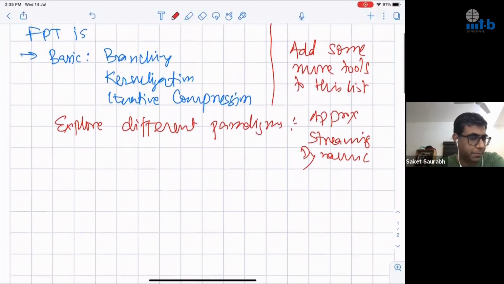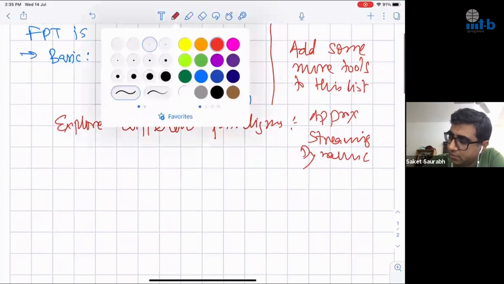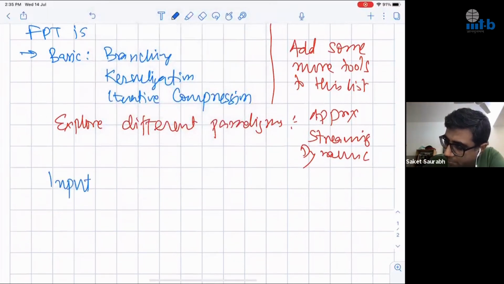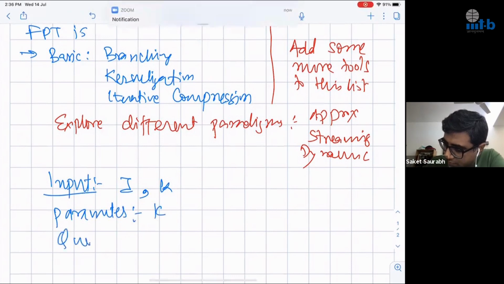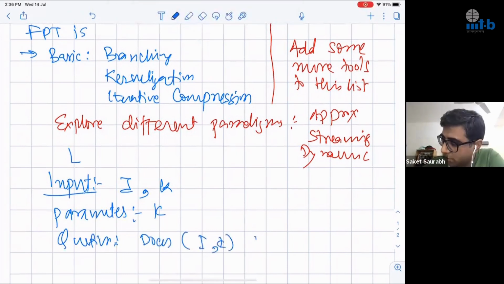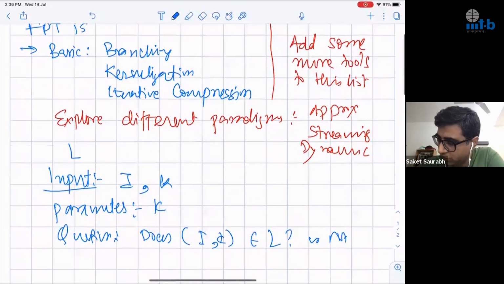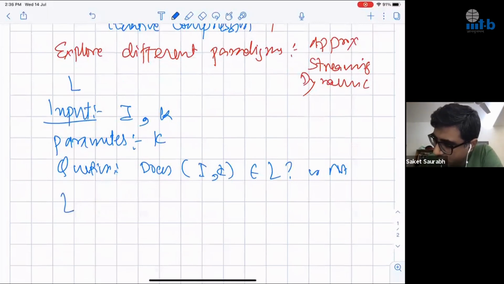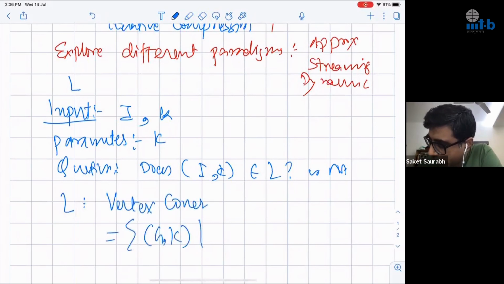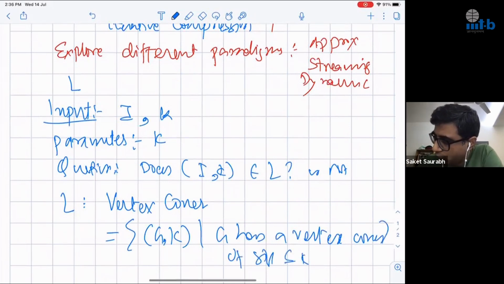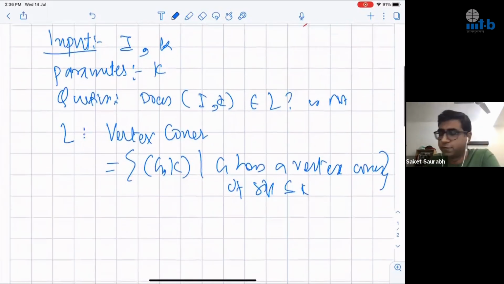So the first thing, if you recall FPT, what was it? In FPT, in general, we have an input, an instance, and a parameter k. Suppose I have some language L. The question is, does (I, k) belong to the language or not? Just to be specific, my language is going to be vertex cover. So what are the instances of vertex cover? G comma k, where G has a vertex cover of size at most k. I hope all of you know the definition of vertex cover by now, so I'm not going to redefine it.